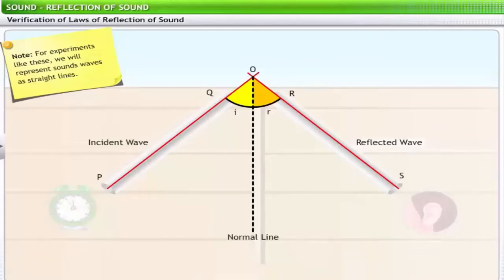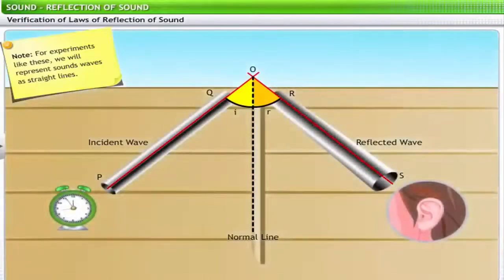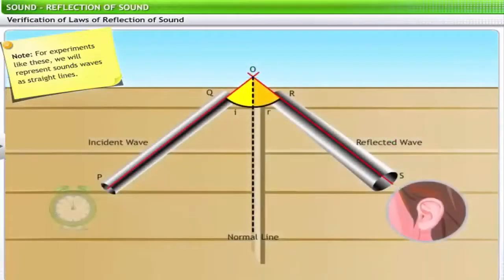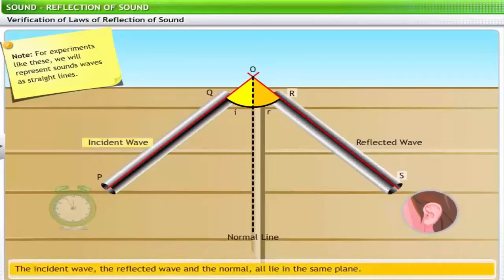Now, try changing the orientation of the pipe RS by tilting it vertically. The audibility, that is, the loudness of the reflected sound, decreases. This is because, when tilted vertically, the plane of the reflected sound wave is different from the plane of the incident sound wave. In this situation, only parts of the reflected sound wave pass through the pipe RS. This confirms that the incident wave, the reflected wave, and the normal all lie in the same plane.